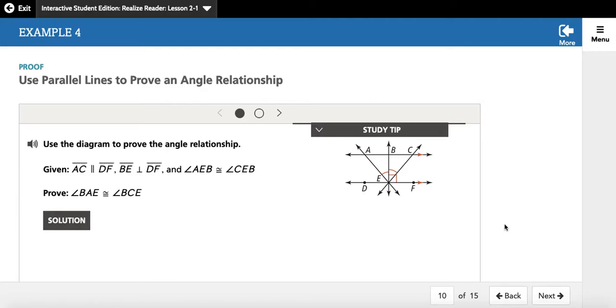Hello Geometry World, this is a video of example 4 for Geometry Topic 2, Lesson 1. Using parallel lines to prove an angle relationship.